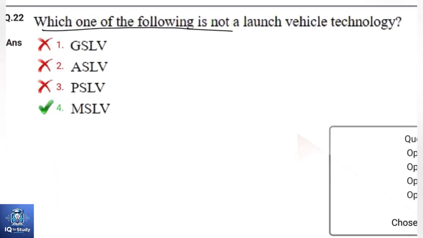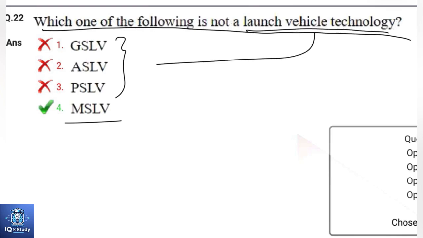Which one of the following is not a launch vehicle technology? MSLV. These three are launch vehicle technologies: GSLV, PSLV and ASLV. GSLV means Geosynchronous Satellite Launch Vehicle, PSLV means Polar Satellite Launch Vehicle and ASLV means Augmented Satellite Launch Vehicle.